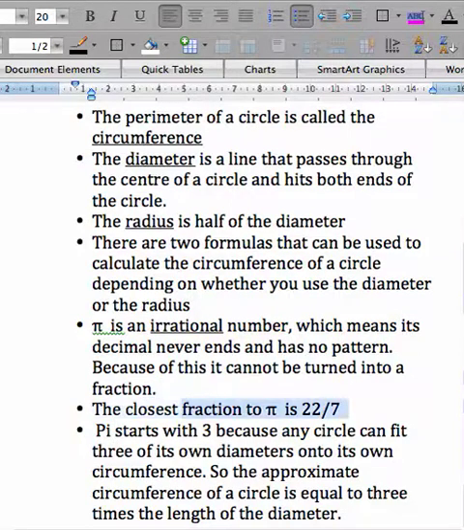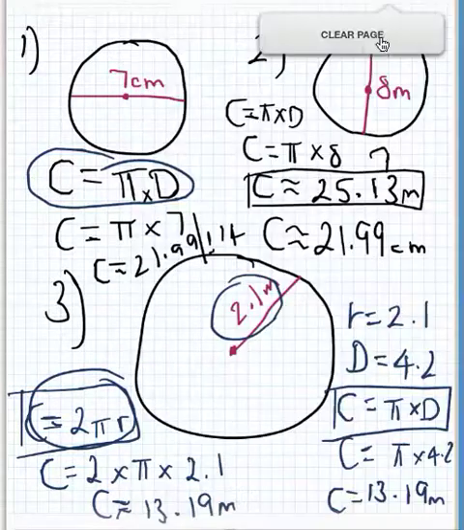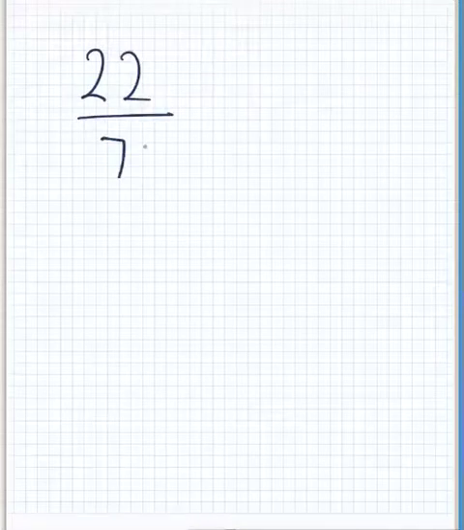Now, this point here, it's useful to know this. The closest fraction to pi is 22 divided by 7, or 22 over 7. And some of you may have encountered this before. And some students think that that is actually pi as well, but it's not. So the closest fraction, mathematicians have come across that it's close to pi, but we know it can't be pi because pi cannot be turned into a fraction.